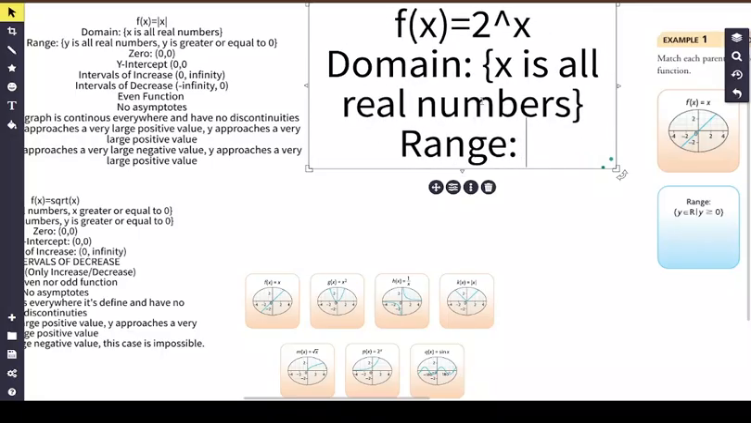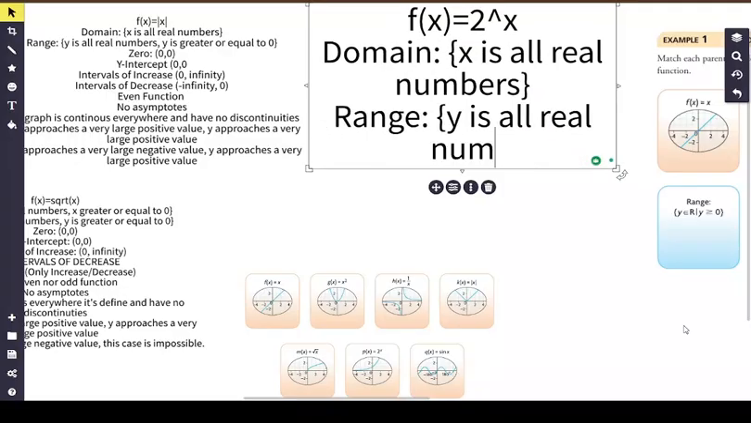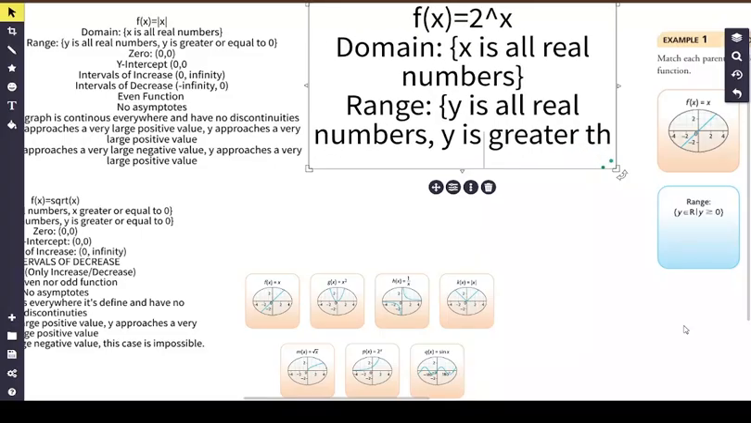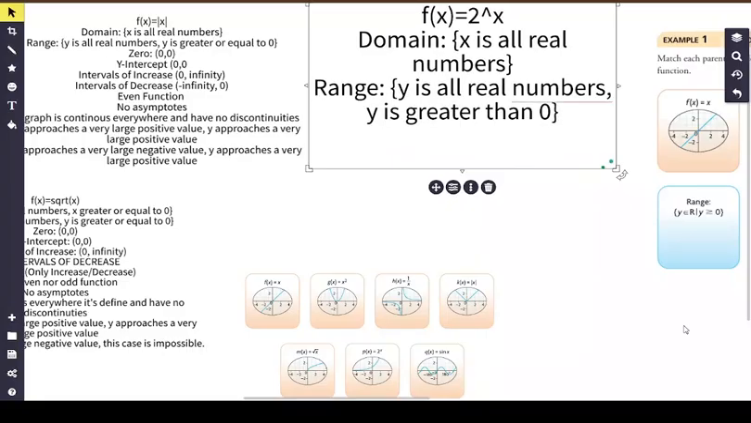Range. What is the range? Notice that we could never make this thing 0. No matter how small this exponent is, it's always going to be 1 over something. It's never 0. And also, notice we can't make it negative. We can never make y negative. No matter what power we raise it to, it will never be negative. So range will be y is all real numbers. Y is only greater than 0. So in this case, it's no longer greater or equal to, it's only greater.